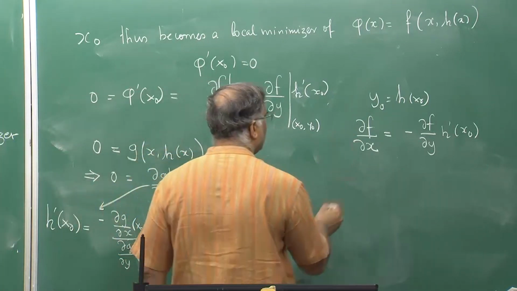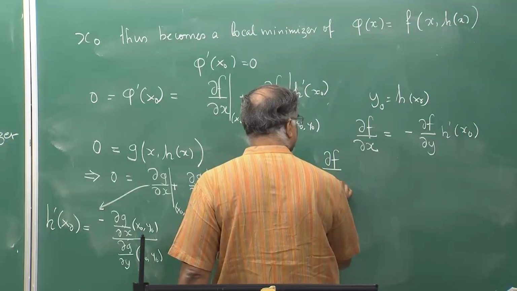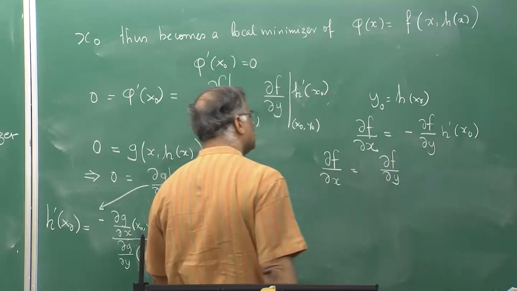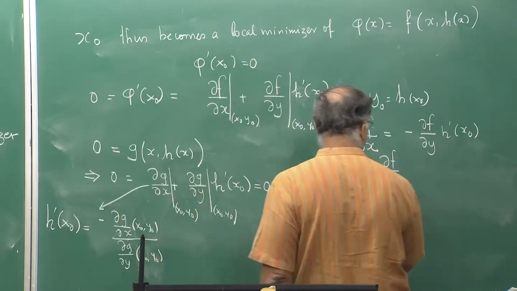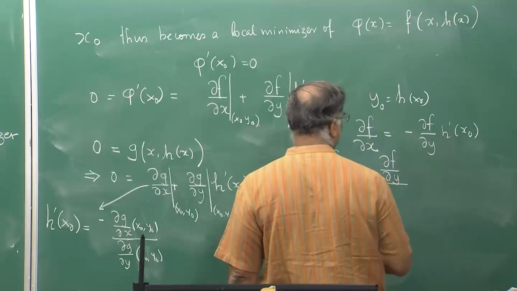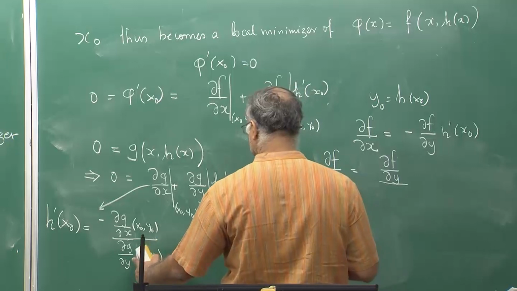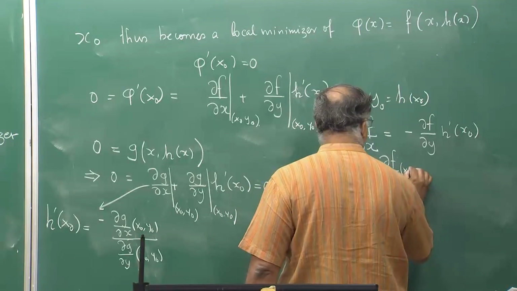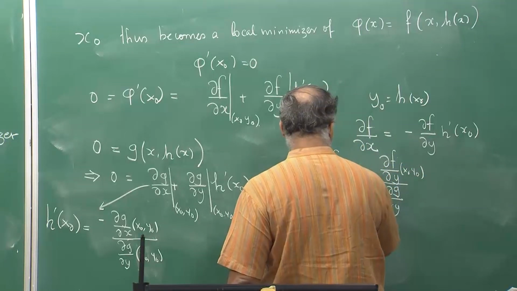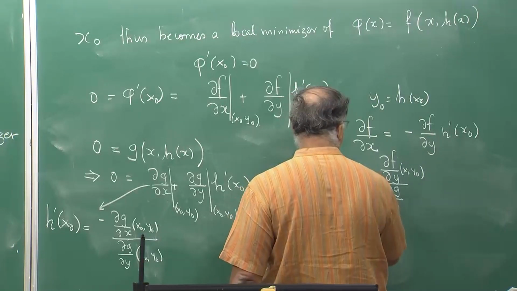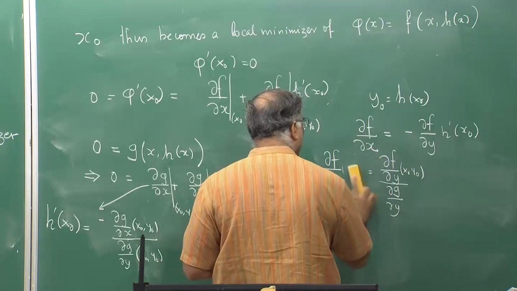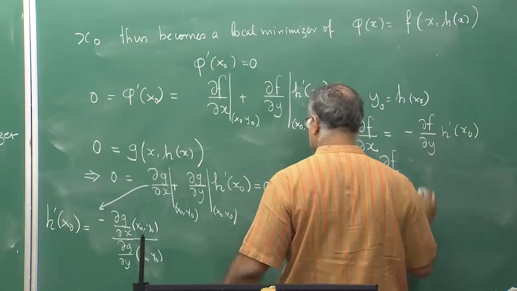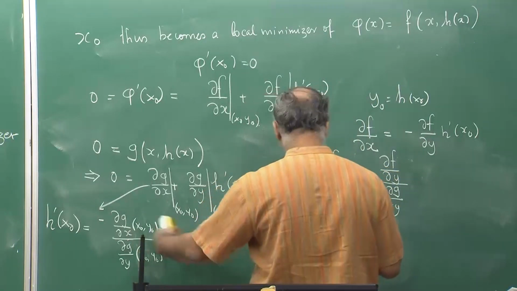You put that back here, so you get del f del x is equal to del f del y divided by del g del y, all evaluated at x naught y naught, into del g del x. Del f del x also is evaluated at x naught y naught. I am not writing x naught y naught every time, I will write it at the end so that I do not make the whole thing look very complex.